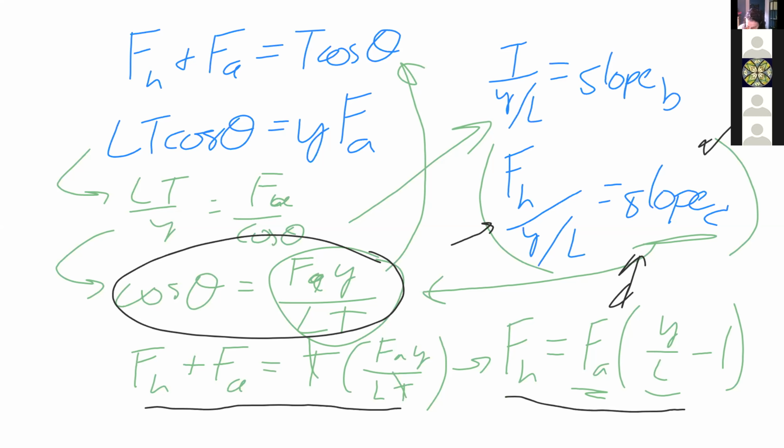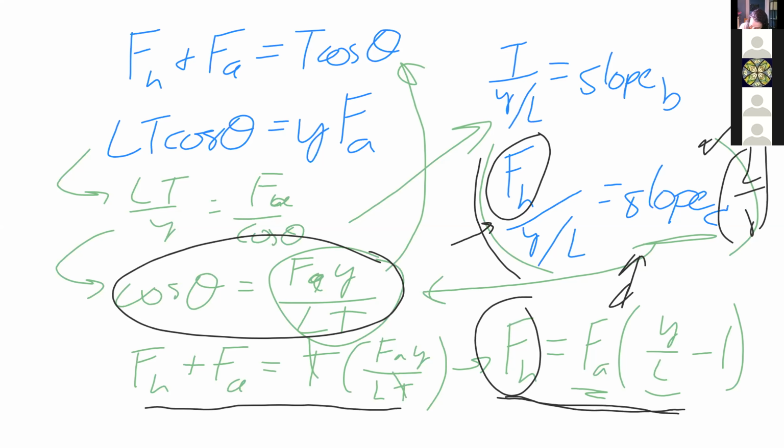So yeah, so essentially we just want to relate that the f sub h on y over L is the slope of C, and we have that f sub h is equal to f sub h times y over L minus 1. So we can equate the f sub h's in both of these, and then you'll have that slope of C times L on y is equal to this stuff right here.